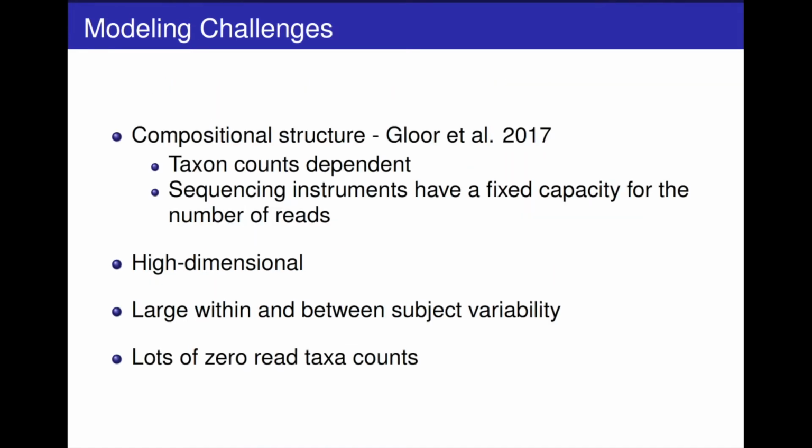There are a variety of challenges we are faced with when modeling human microbiome data. The first is that they are compositional in structure. As such, the relative taxa proportions sum to 1, which makes for a dependent structure among the taxa counts. Microbiome data are high-dimensional as we are often dealing with large covariate and taxa spaces. They're over-dispersed due to large within and between subject variability, and they're oftentimes zero-inflated, as we often observe lots of zero-read taxa counts.